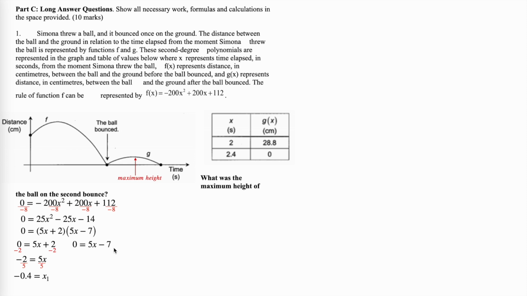0 is equal to 5x minus 7. Add 7 to both sides. Gives us 7 is equal to 5x. Divide both sides by 5. That gives us 1.4 is our x2. Our zeros are negative 0.4, which is going to be way back here, and then 1.4 right here.